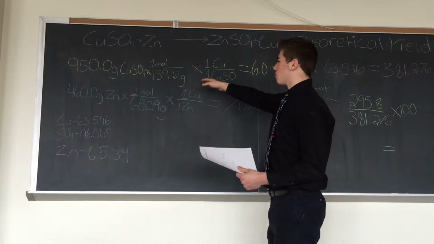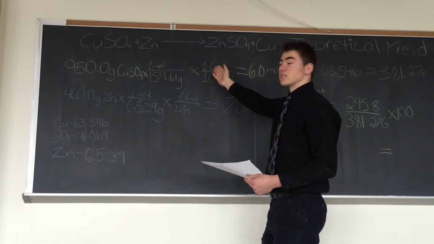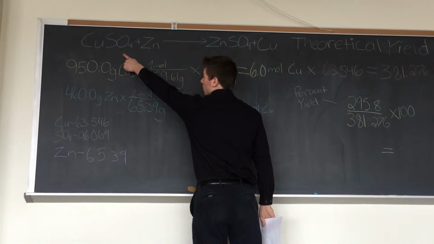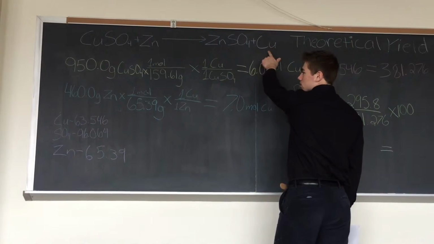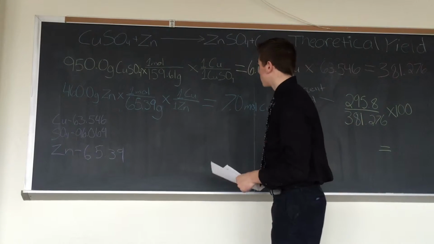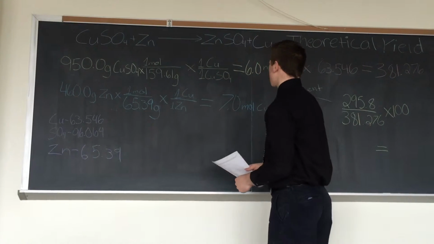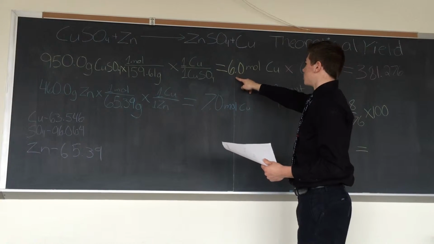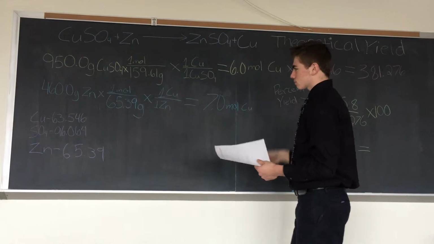You also multiply that by the mole ratio, which in this case is a 1-to-1 ratio in this single replacement, because for every 1 copper sulfate, you get 1 mole of copper. So you multiply by that, and you end up getting, using sig figs, 6.0 moles of copper.